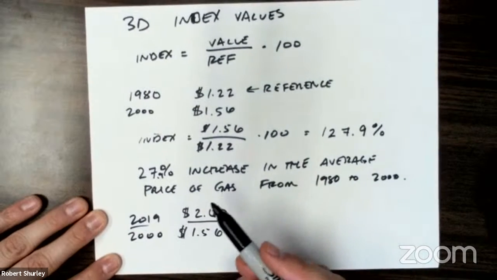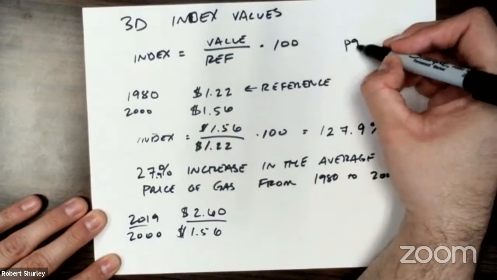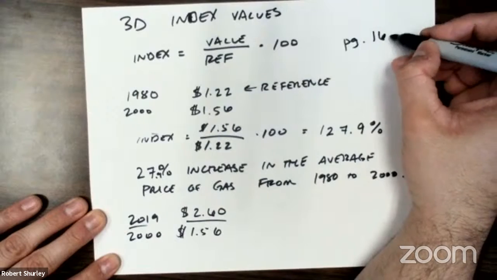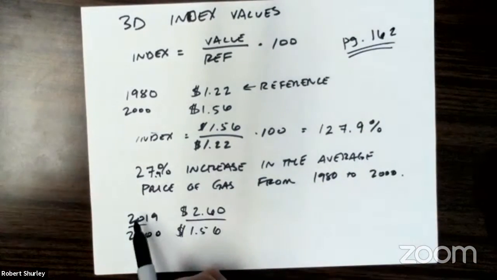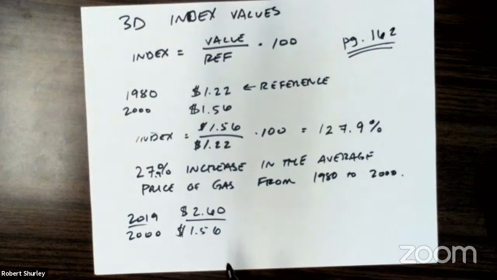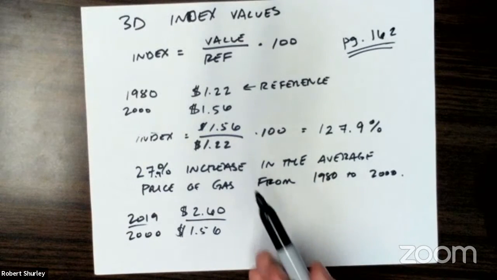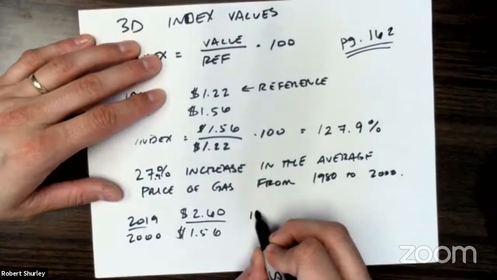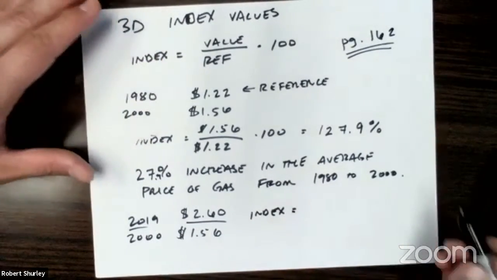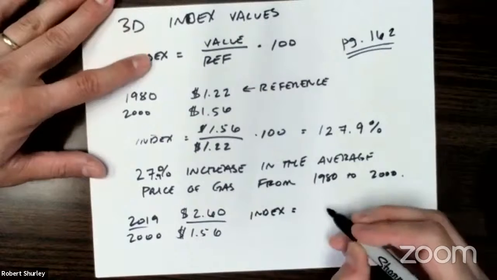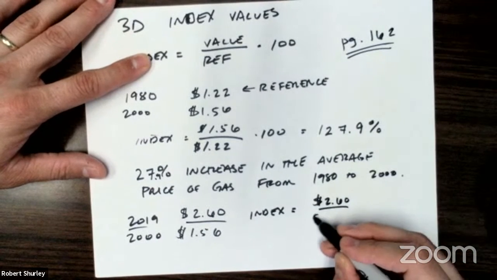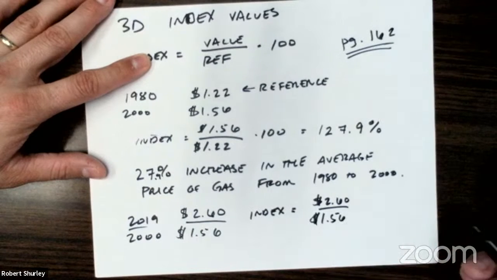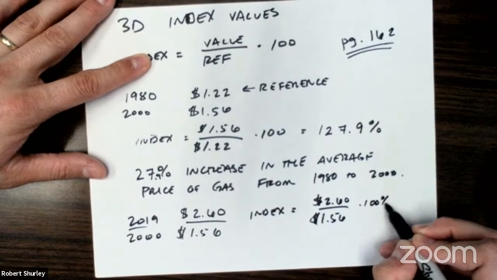We know 2000s. I wrote it up here. Guys, if you just got into the class, I'm really looking at page 162. It's got charts at the bottom for the average price of gas. Now, I just Googled 2019 for that one. So if I want to find the index value for this one, the index is going to be the most current value, so 260 over $1.56, and then I multiply it by 100 to get it to a percentage.